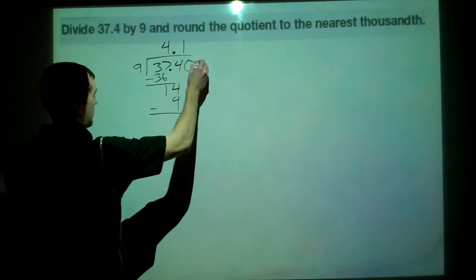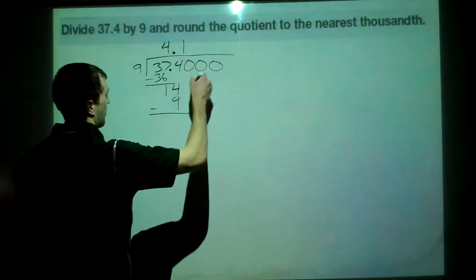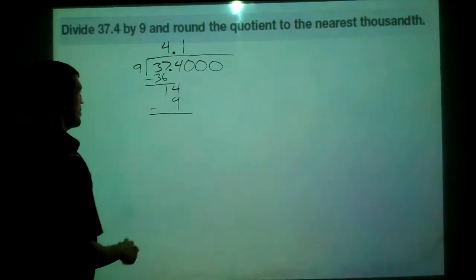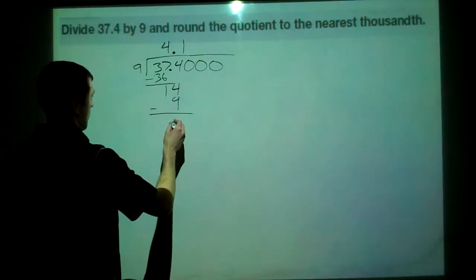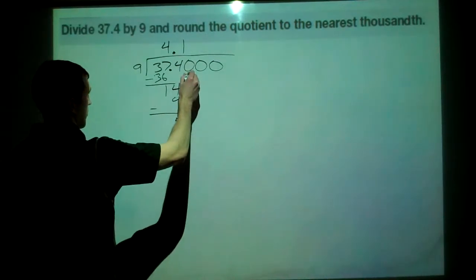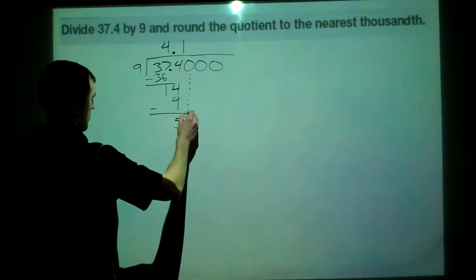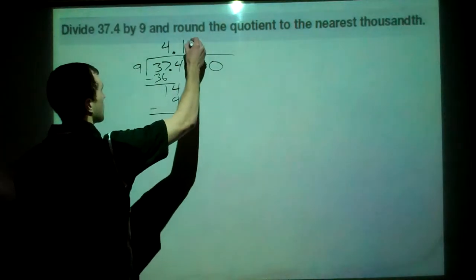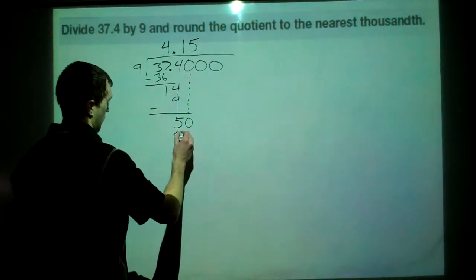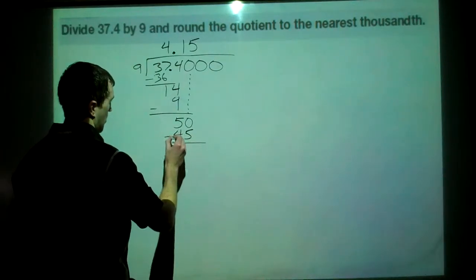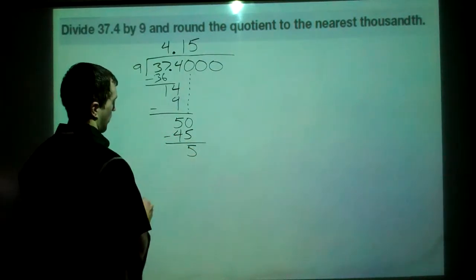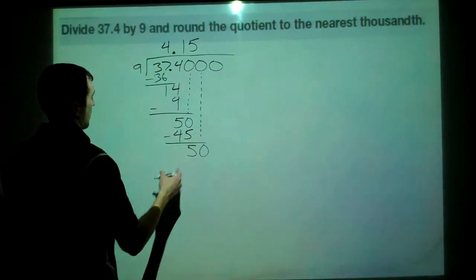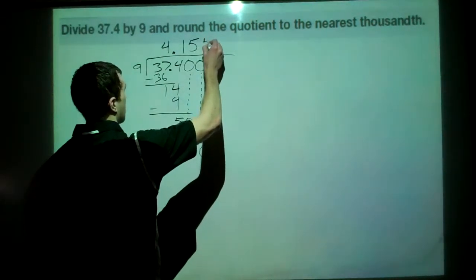Now we have to add some zeros here. There's our thousandths place. We need to get to the 10,000ths to see if we're going to round up. 14 minus 9 is 5. We're going to want to drop that 0 down. 50. 9 goes into 50, let's see, 5 times. 5 times 9 is 45. You get another 5. Drop this 0 down. 50. 9 goes in there 5 times again.